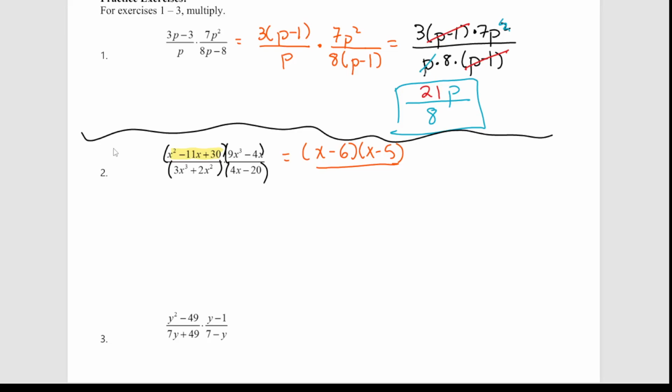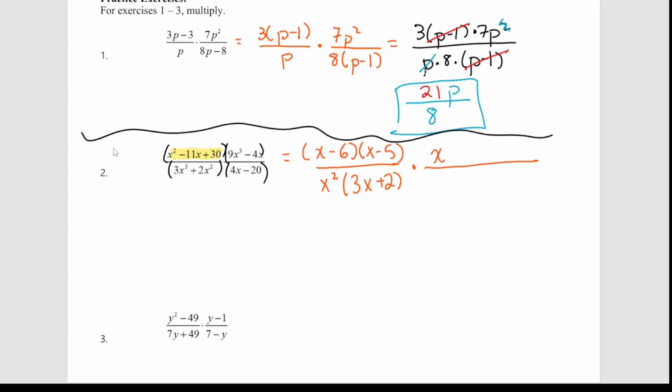Over on that denominator, we've got a greatest common factor of x squared. And then what would be left? Well, 3x cubed divided by x squared leaves us with 3x. 2x squared divided by x squared is going to leave us with 2 times. And then I'm going to simplify my other fraction. We're going to have 9x cubed minus 4x.